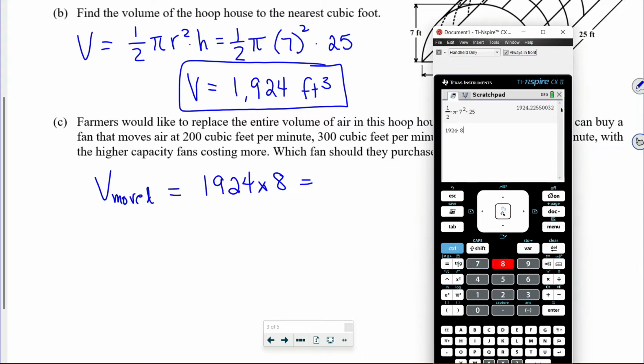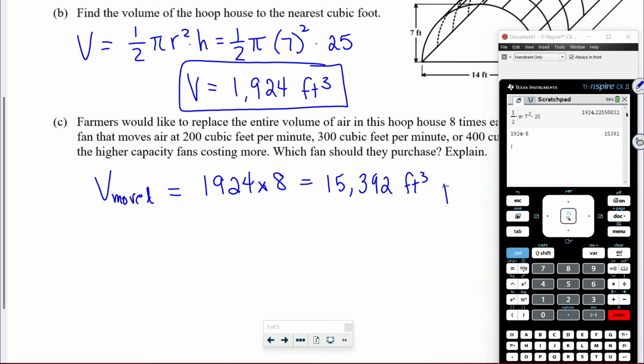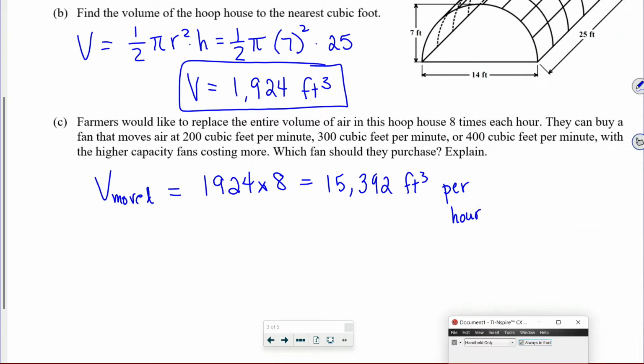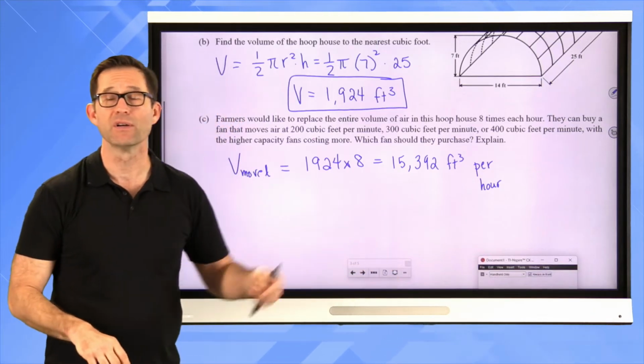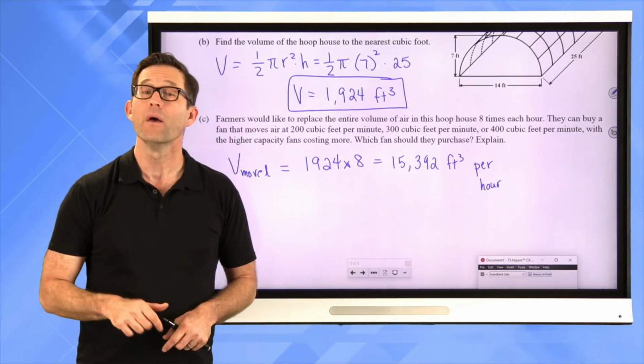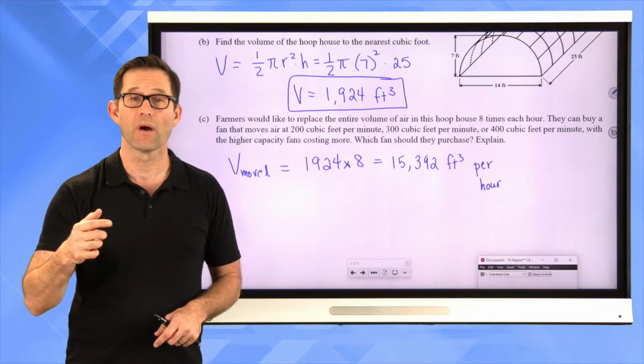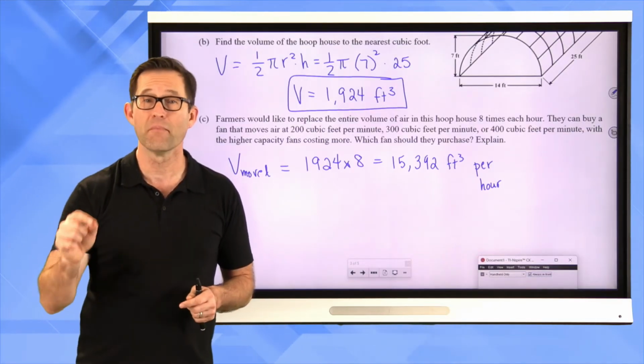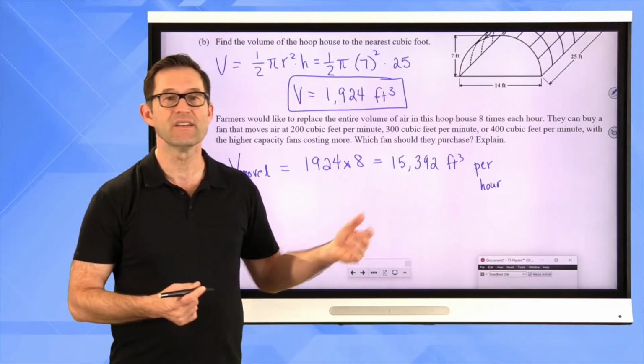1,924 times 8 gives me 15,392 cubic feet that I need to move per hour. And if we had fans that were rated on a per hour basis, then we would make the judgment call based on this number. But most of the time, fans are rated in terms of what volume they can move per minute. So it's easy enough, right?